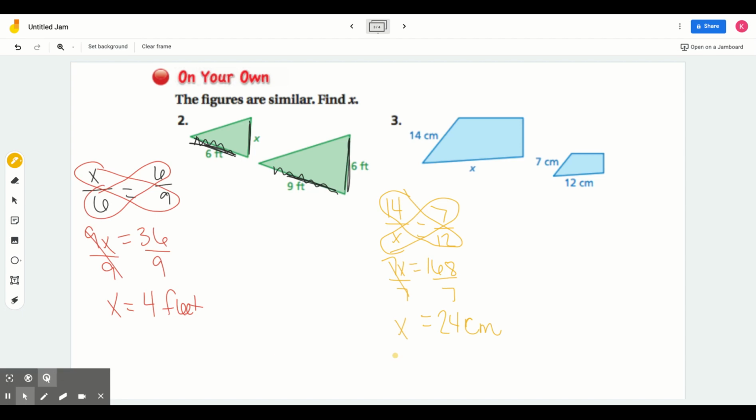Now, we can use our best judgment to see if our answer is reasonable. 12 is half of 24. 7 is half of 14, so this answer would be reasonable.